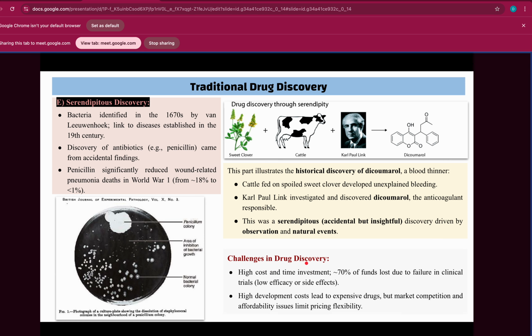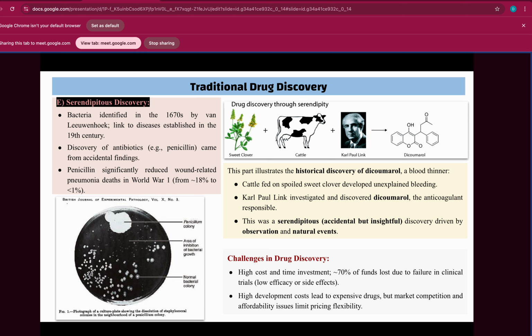So now there are a few challenges in drug discovery. The first challenge is high cost and time investment. This is quite a costly process and also takes a lot of time because you are trying to optimize it. About 70% of funds are lost due to failure in clinical trials, because when you are optimizing the lead, all those things are taking a lot of time, and ultimately when you are passing through different clinical trial stages, if your drug fails, then you again have to start from zero. So it shows that it is taking a lot of time, and this is not very promising. You're not sure whether the compound you are proceeding with will pass or not.